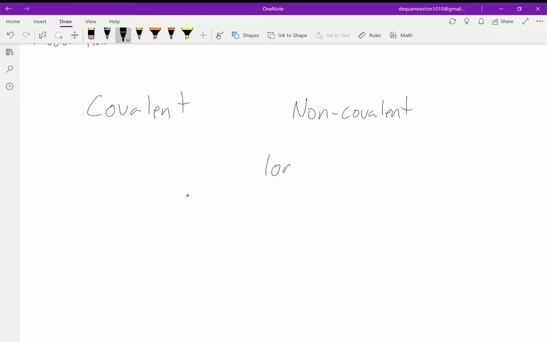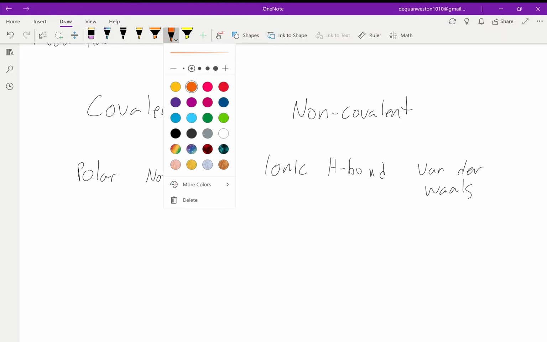Non-covalent, there's ionic, H bond, and van der Waals. For covalent, we have polar and nonpolar, okay? So, which one is stronger than which?